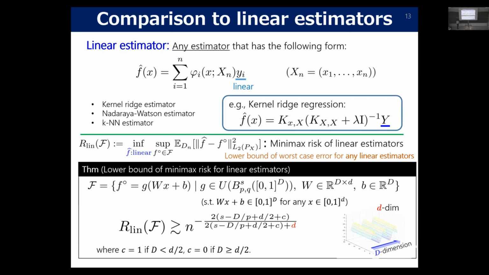So we fix the kernel function beforehand. So then the features are fixed. So there's no feature learning. Therefore, we can say this is a kind of fixed feature method. Other interesting examples are the Nadaraya-Watson estimators and the k-nearest neighbor estimators. All of them are included in the linear estimators.